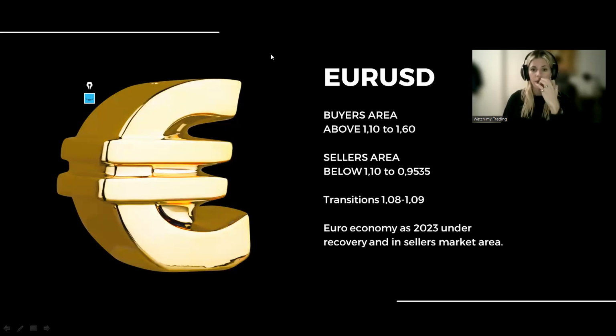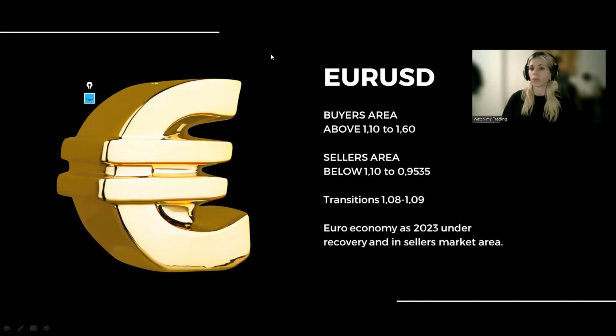That's been the full market area for the buyer. Now the seller area by default is below 110 down to the 095.35, which was the lowest price during the war with Ukraine and Russia. Very important transition between the 108 and 109. Transition again means the levels that are going to either take you back to the buyer area or take you down to the seller's area.